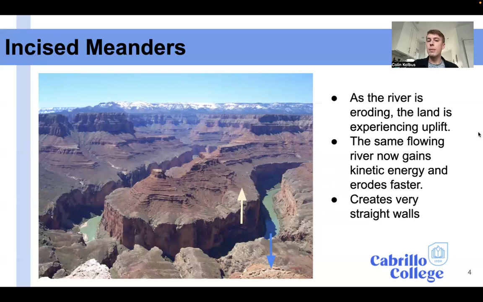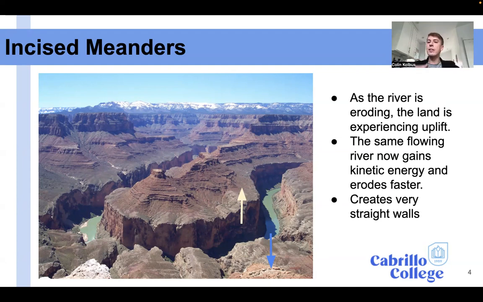A feature I wanted to talk about is an incised meander. This is when the river erodes the land at the same rate the land is experiencing an uplift. We didn't really get into this in our plate tectonics section, but the land can actually move and change elevation based off of something called isostatic rebound. So was there recently a glacier there? A glacier will sit on the land, push it down, and then when that glacier ice moves away, that land is now lower than it used to be, but it's going to rebound up. It's kind of elastic in that sense.